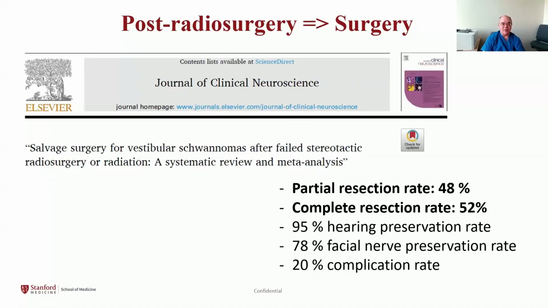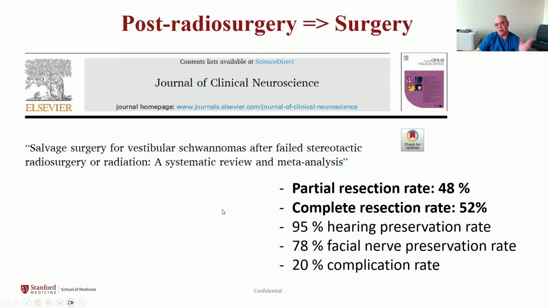This is another paper that looked at the same topic. Again, if you have to do surgery after radiation, because of some potential scar tissue, it can make it so that you're not able to get a good complete resection. In this case, only 50% of patients had a complete resection. You can see 22% of the patients have some facial nerve issues, and there was about a 20% complication rate.